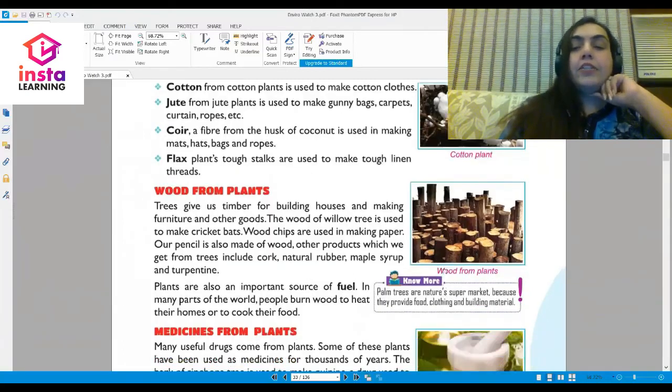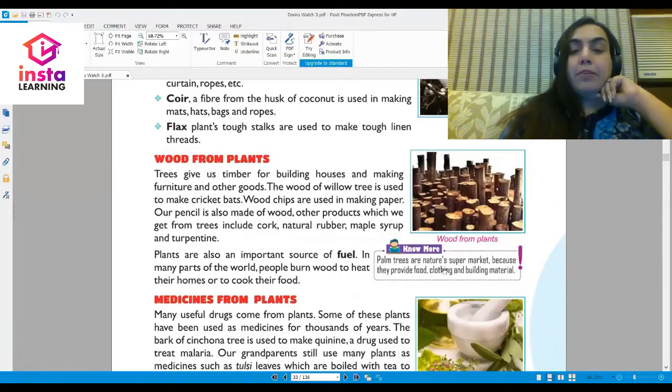See this interesting fact here. Palm trees are nature's supermarket because they provide food, clothing, and building material. Plants are an important source of fuel. In many parts of the world, people burn wood to heat their homes or cook their food.